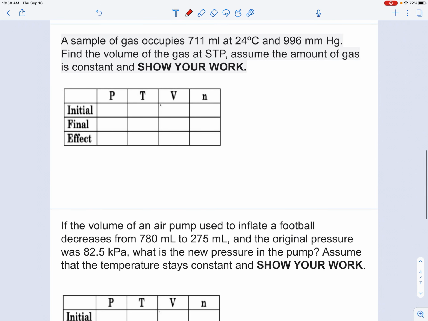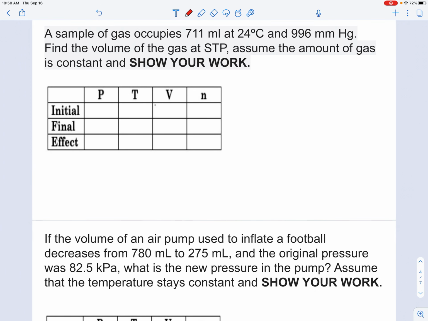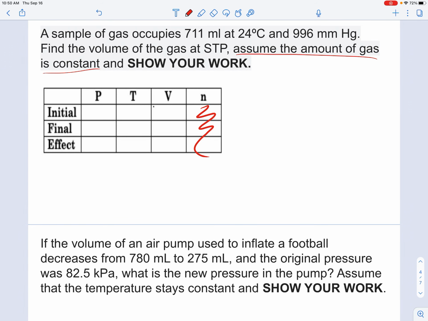The next one, and this one quite a few students struggled with. There's 3 variables in this one. So the amount of gas is constant. I'm just jumping to that part over there. It says a sample of gas occupies 711 milliliters, that's our volume, at 24 degrees Celsius. 24 degrees Celsius we want to put into Kelvin, so we're going to add 273. So that's going to be 297. Our pressure is 996 millimeters. Find the volume of gas at STP.